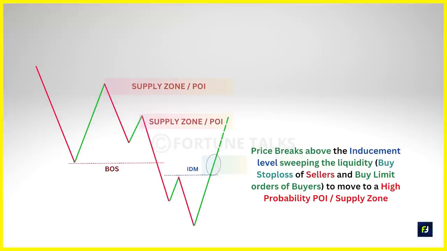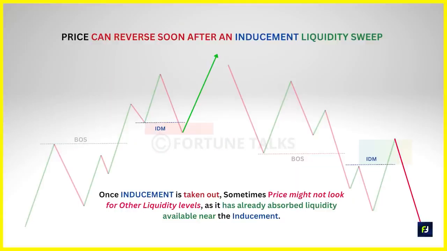So more often than not, price will break this inducement level and take out the retailer liquidity. So this is a very common smart money trap. And this is why it is always recommended to take trades once the liquidity associated with an inducement level is taken out. Because once the price has swept the liquidity associated with an inducement level, there are good chances that the price can reverse without testing any price of interest or supply or demand zones. I hope things are making sense.